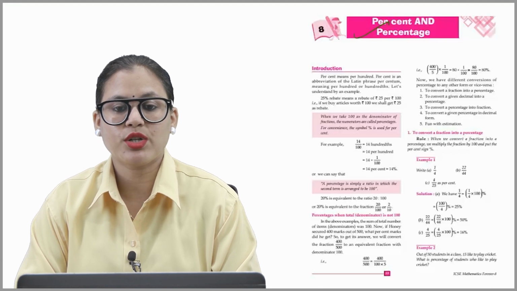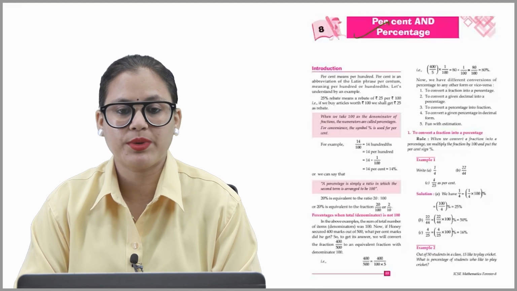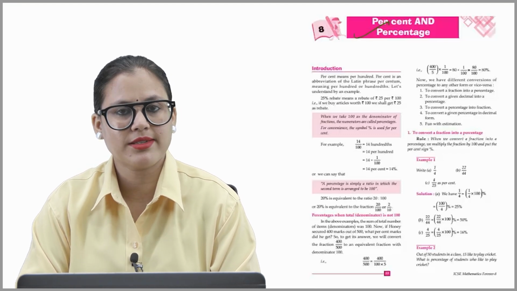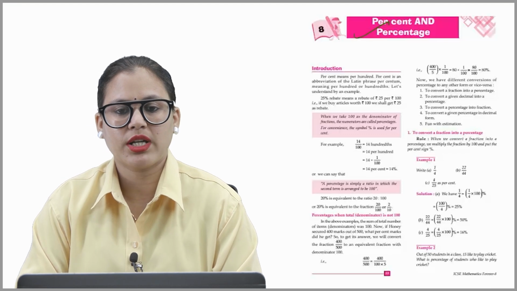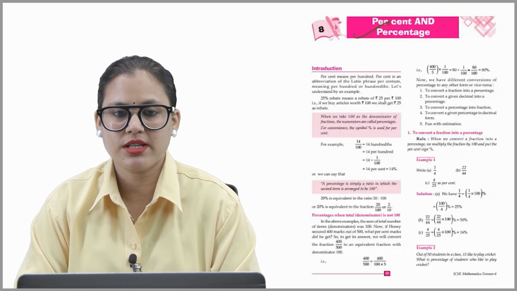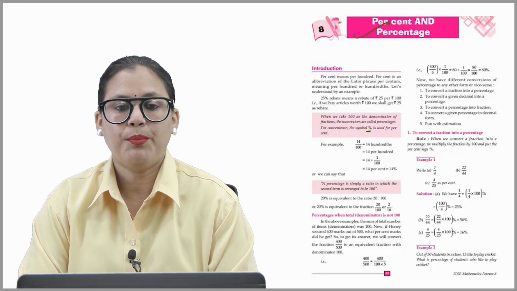25% rebate means a rebate of rupees 25 per rupees 100. That is, if we buy articles worth rupees 100, we shall get rupees 25 as rebate. So when we take 100 as the denominator of fractions, the numerators are called percentages. For convenience, this symbol % is used for percent.